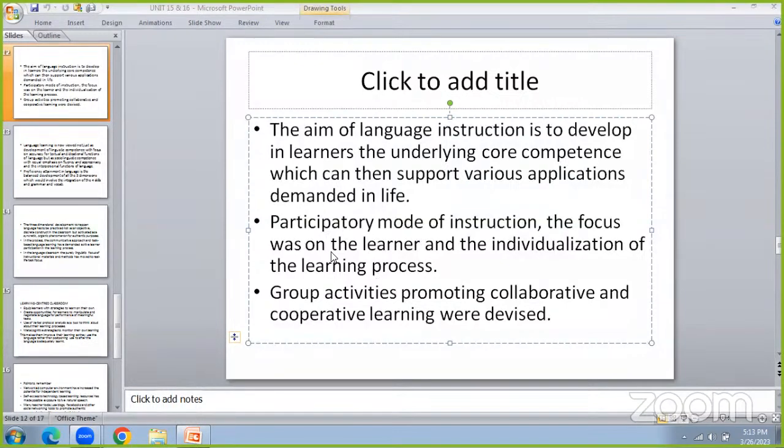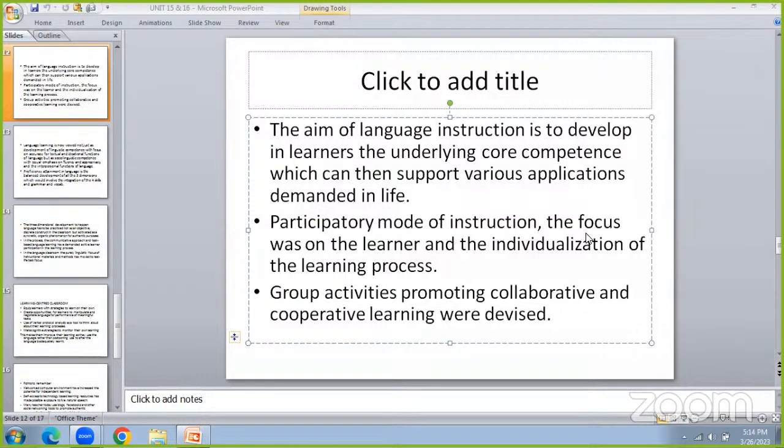The participatory mode of instruction focused on the learners and the individualization of the learning process. Individualization and group activities promoting collaborative and cooperative learning were devised. So in this learning-centered classroom, we have to do these activities, the participatory mode of instruction. We need to encourage them, motivate them, or promote them to involve themselves.